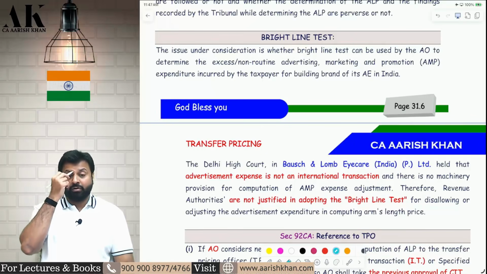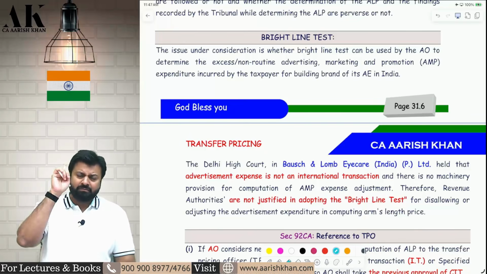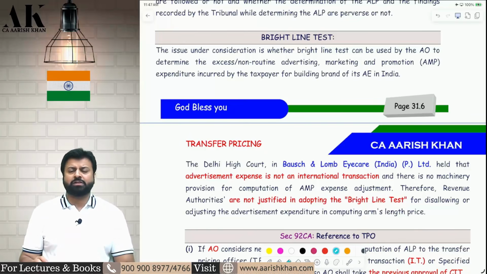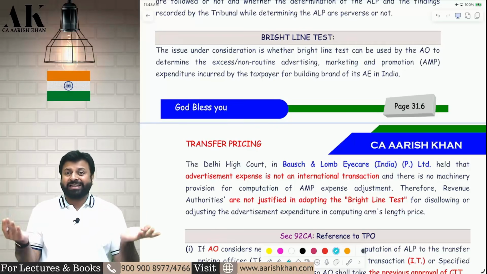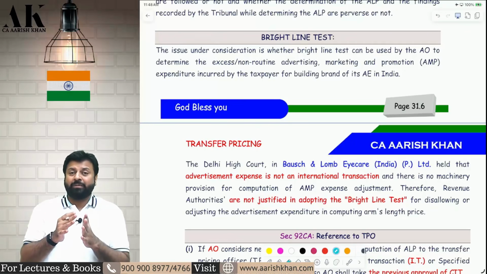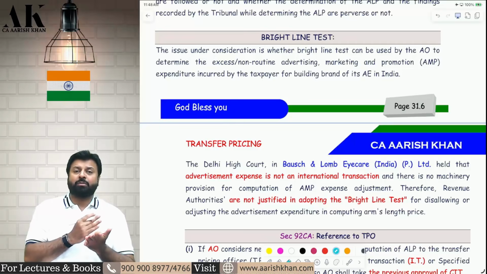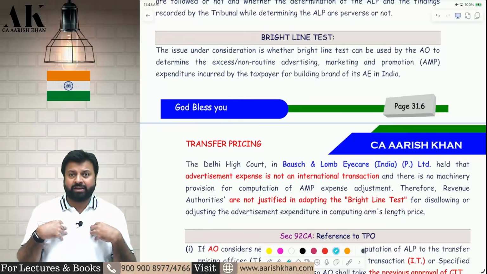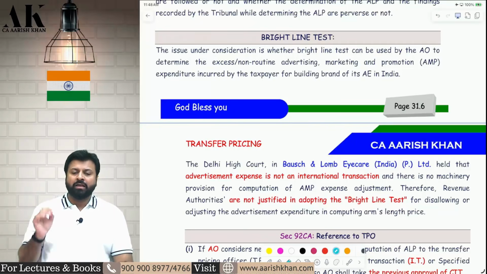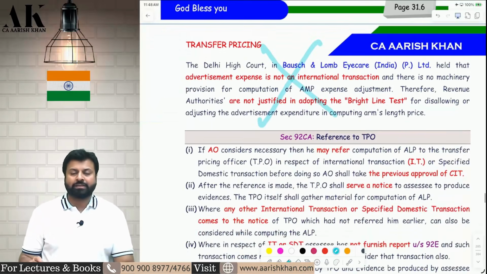So the Delhi High Court has held that you cannot apply the concept of bright line test in India in the absence of machinery provision. There is no computation mechanism in India to divide what is routine and what is non-routine. There is no concept of bright line test in India to divide between this much is routine, this much is non-routine. The advertisement, marketing and promotion expenses incurred by the Indian subsidiary is not an international transaction. Therefore, transfer pricing cannot be applied on that transaction.